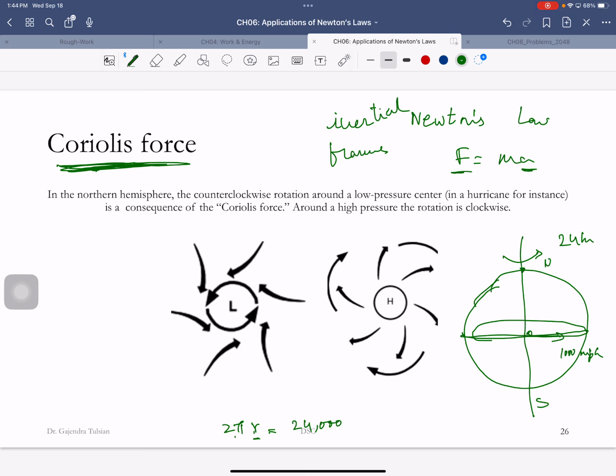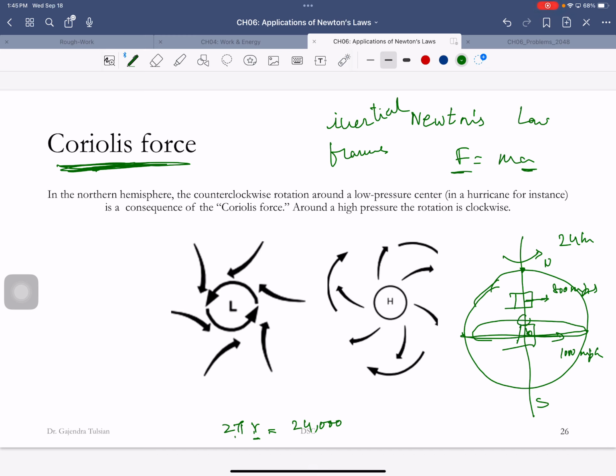What is the speed of the North Pole? How fast is the North Pole going? 0 miles an hour. So the speed is decreasing. Somewhere in New York, I don't know, is going at, let's say, 800 miles per hour. What is the air above the equator traveling at? A thousand miles an hour. What is the air above New York traveling at? 800 miles an hour.